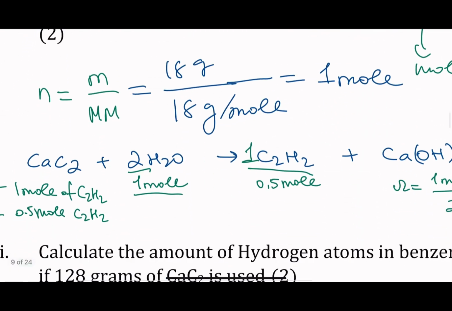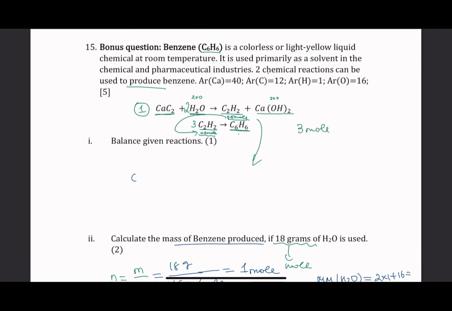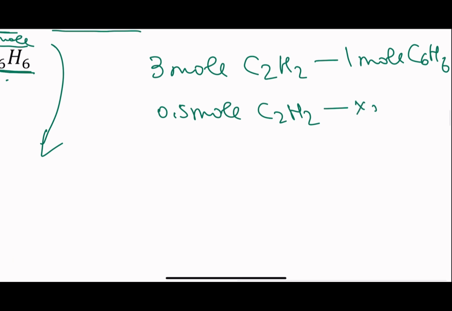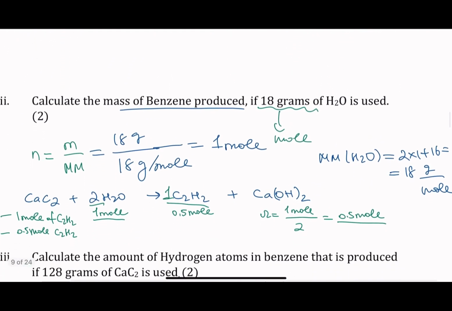So now in the second equation, you have 3 moles of C2H2 from the balanced equation. You got 1 mole of C6H6, right, benzene. Now you're given that 0.5 mole C2H2 goes in, so let's do this with proportion: C6H6, and then 3x would be 0.5, and then x would be 0.5 over 3 mole of C6H6. So now you have the mole of benzene.